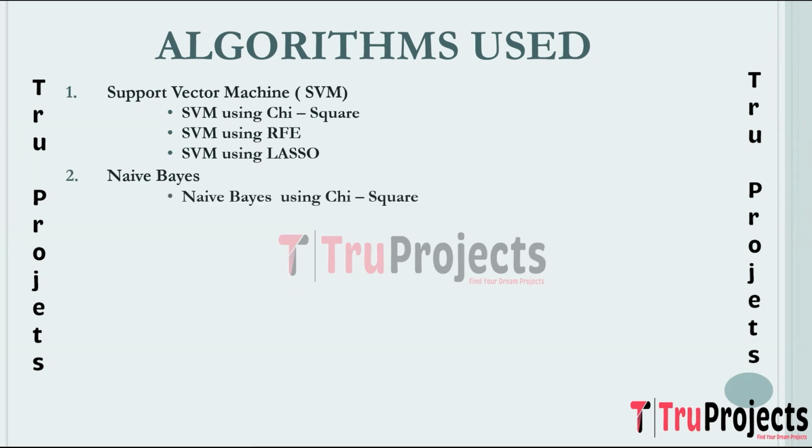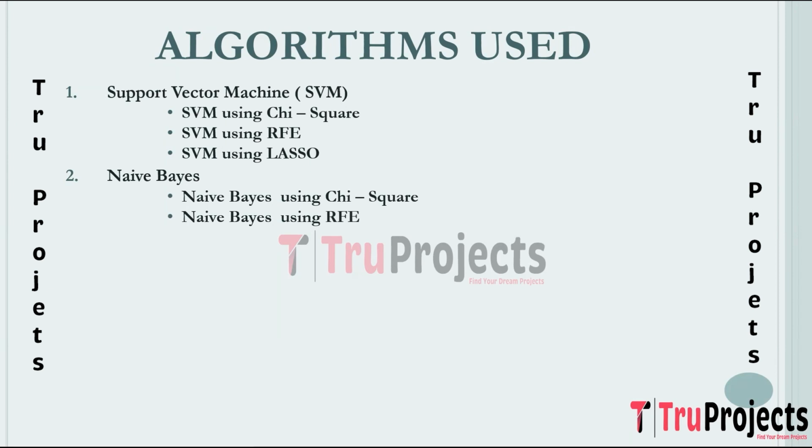We built Naive Bayes using chi-square. Incorporating chi-square feature selection with Naive Bayes helps enhance the model's performance by focusing on the most relevant features. This combination is effective for extracting informative features from network traffic data, contributing to the accuracy of the Naive Bayes classifier. Naive Bayes using RFE.